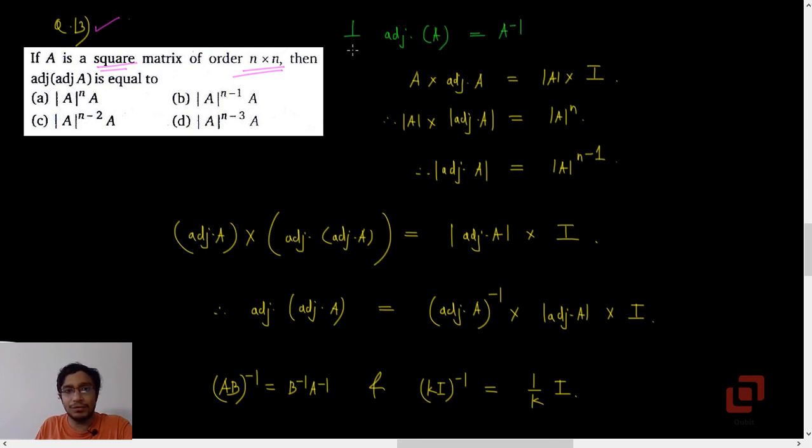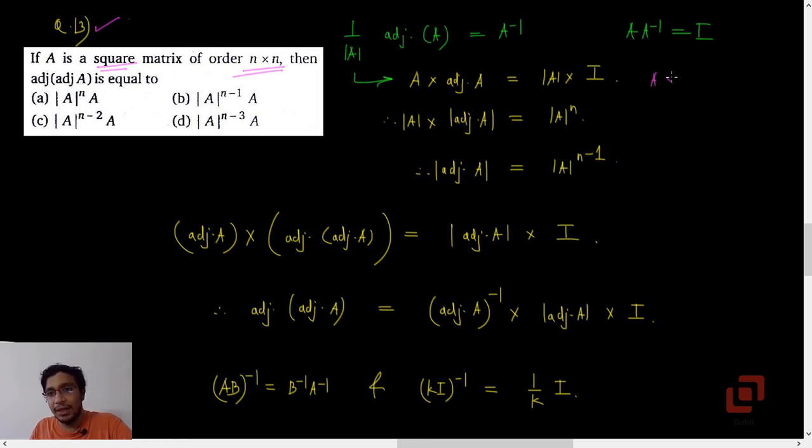In terms of inverse, 1 upon determinant of A into adjoint A is the inverse. So if you use the relation A into A inverse is the identity matrix and replace A inverse by 1 upon determinant of A into adjoint of A, and if you know the properties of matrix multiplication and determinants, then you can write it as A into adjoint A equal to determinant of A into I. I think I should explain this again.